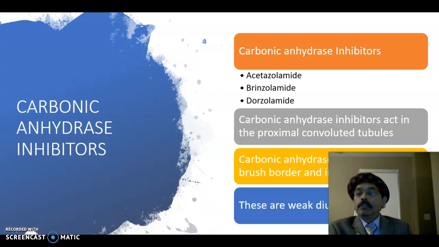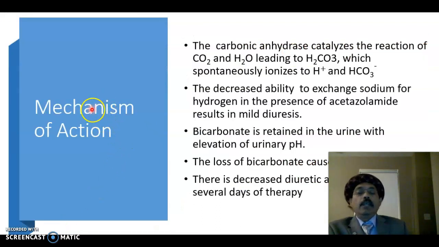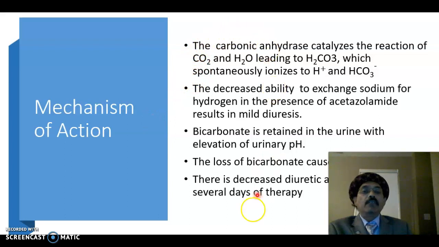Okay, so we have the carbonic anhydrase inhibitor, and this is the mechanism of action. Carbonic anhydrase catalyzes the reaction of carbon dioxide and water, leading to carbonic acid. So water plus carbon dioxide unite to form carbonic acid, catalyzed by carbonic anhydrase. So carbonic anhydrase inhibitors prevent the formation of carbonic acid. Carbonic acid spontaneously dissociates into hydrogen and bicarbonate. So if we block the formation of carbonic acid, then we will not get hydrogen and bicarbonate.